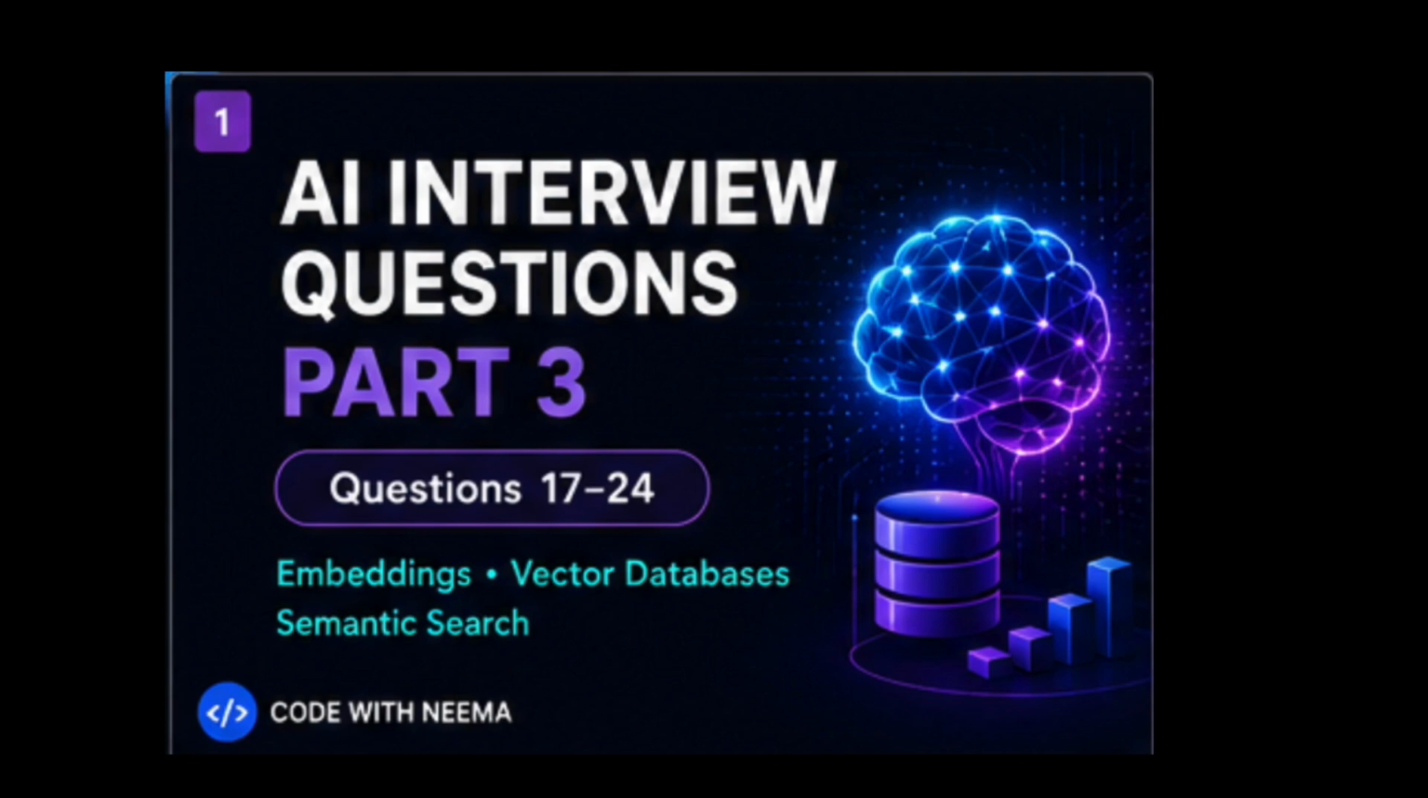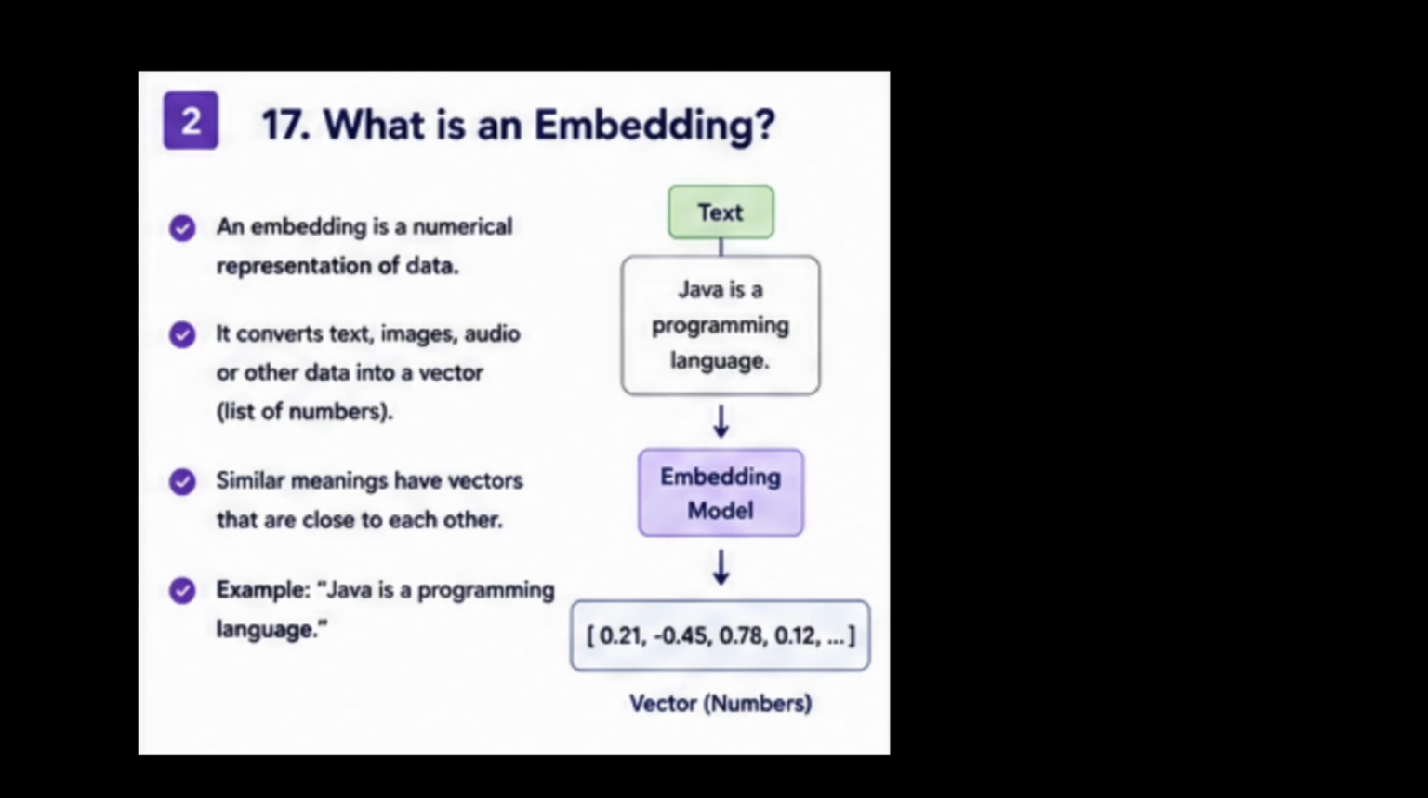Let's begin with question 17. What is an embedding? An embedding is a numerical representation of data. It converts text, images, audio, or other types of data into a list of numbers called a vector. For example, imagine we have this sentence: Java is a programming language. An embedding model converts this sentence into numbers, and the final vector may look something like 0.21, minus 0.45, 0.78, something like this. In reality, embeddings may contain hundreds or thousands of dimensions.